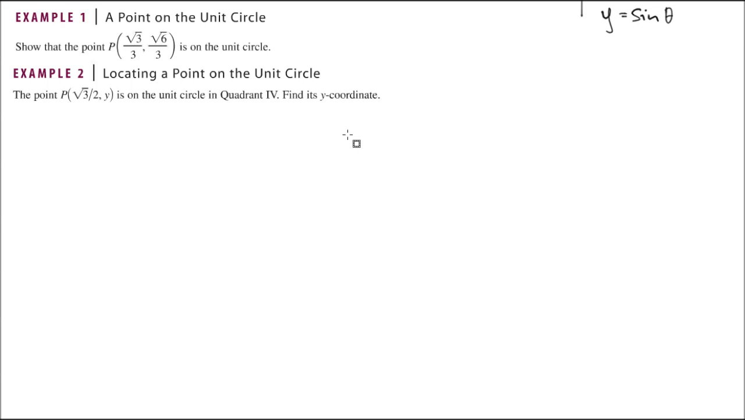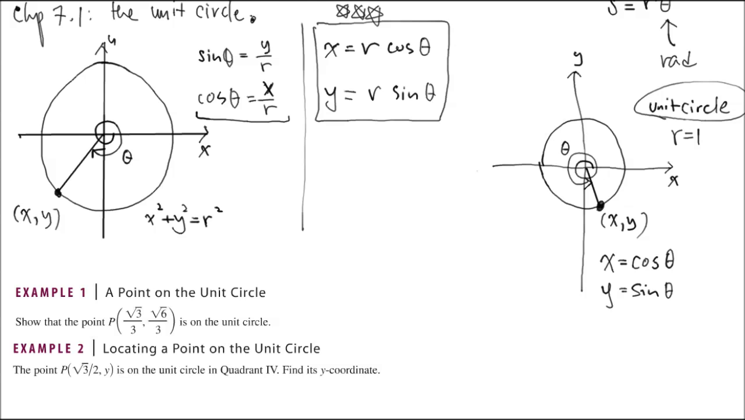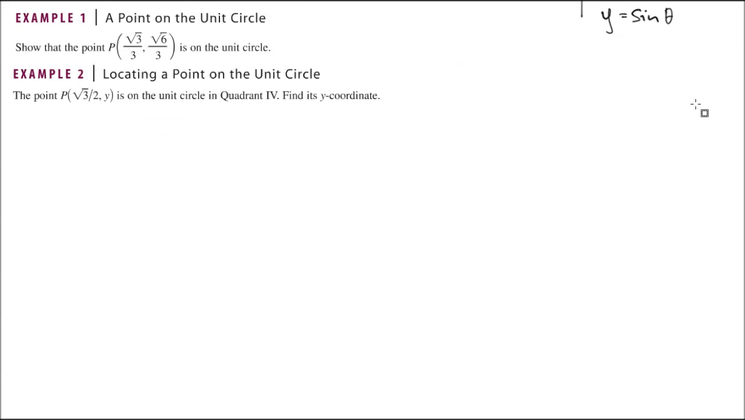All right. I wasn't recording this part, but it's about the unit circle. Example 1 is asking you to show that this point, with x coordinate root 3 over 3 and y coordinate root 6 divided by 3, is on the unit circle, right?